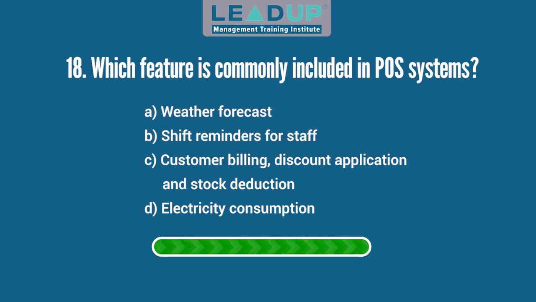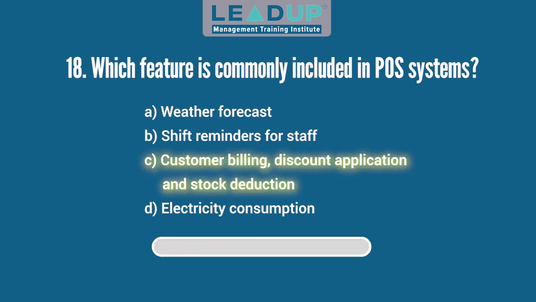Question 18. Which feature is commonly included in POS systems? A. Weather forecast. B. Shift reminders for staff. C. Customer billing, discount application and stock deduction. And D. Electricity consumption. Answer: customer billing, discount application, and stock deduction.